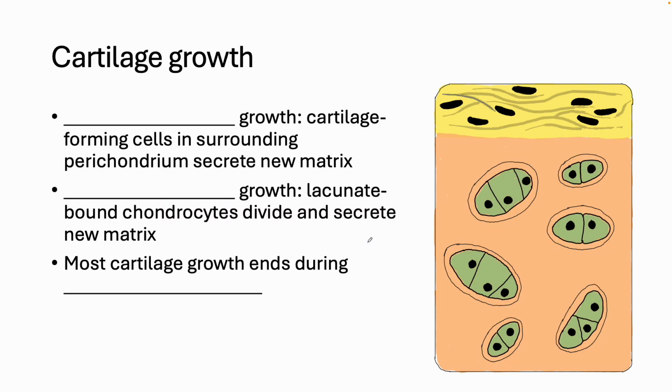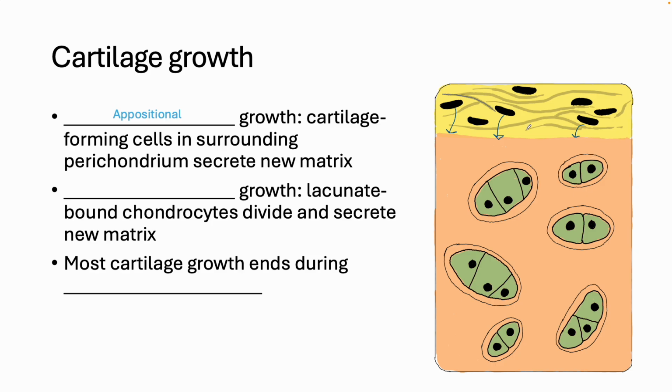All right, cartilage growth. There are two main types of cartilage growth. One is appositional growth. In appositional growth, cartilage forming cells in the surrounding perichondrium are going to secrete new matrix against the external face of the existing cartilage tissue. So you can see here are your chondrocytes. They're secreting new matrix along this site.